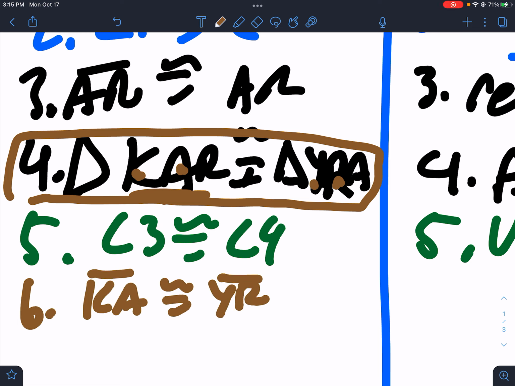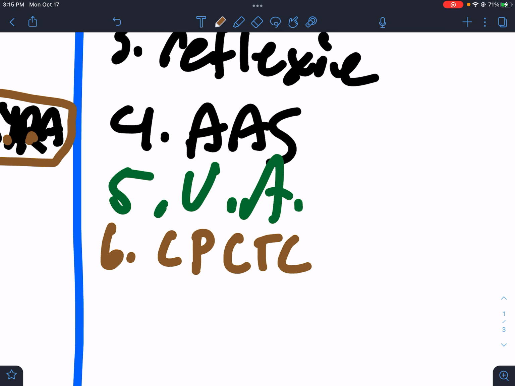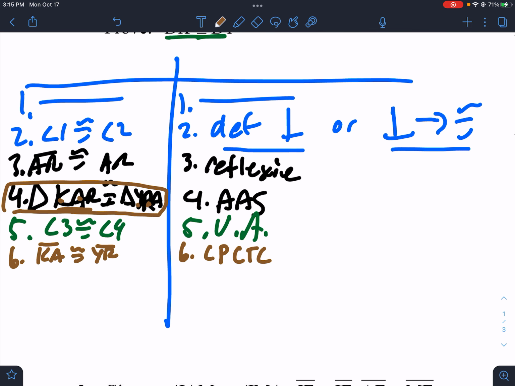How did we know that? It's because of the triangles. And if it's because of the triangles, we say CPCTC. Don't ask me how to spell that. I'll get really mad.